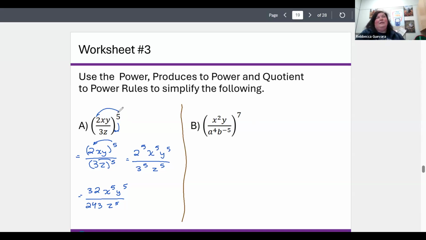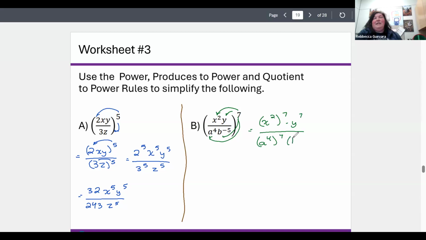So as you saw here, all we did was that everything, because this is all products and quotients, everything got the power of 5. We can cheat here and do the same thing. Everybody is getting that power of 7. So x squared gets the power of 7. Y gets the power of 7. A to the 4 also gets raised to a power of 7. And b to the negative 5 also gets raised to a power of 7. So we got a power raised to a power. So x to the power 2 raised to the power 7. That is just x to the power of 2 times 7.